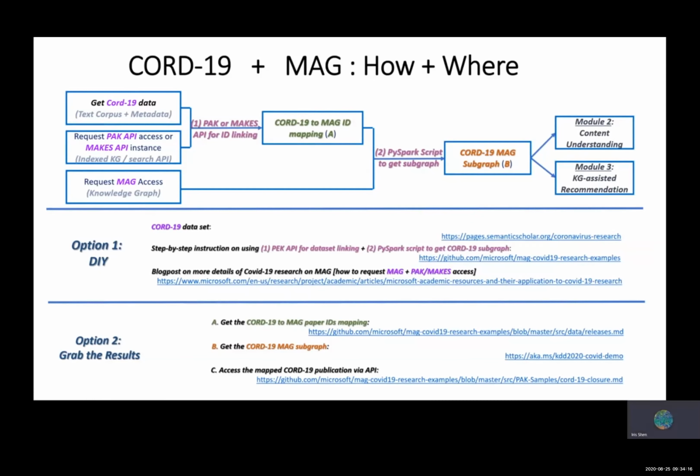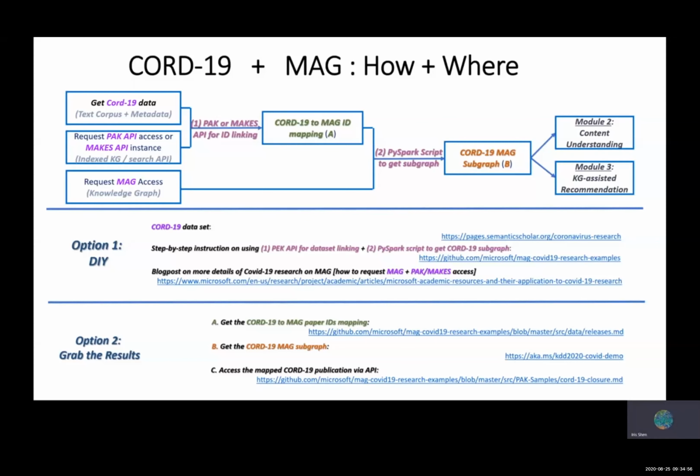First, we need access to three things. The first is to download the CORD-19 dataset. The second is to request access to Microsoft Academic Graph. And the third is to get access to the MAKES API or the Search API. Once we have access to all of them, in the first step, we will use the concatenated metadata of each paper in CORD-19 to call the MAKES API. It would return the corresponding mapped paper ID in MAG.